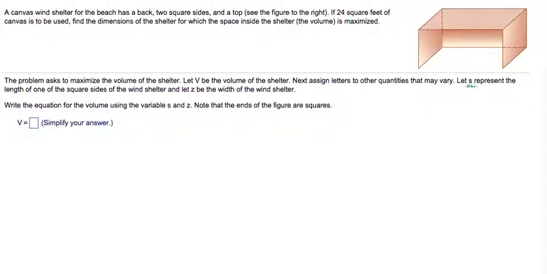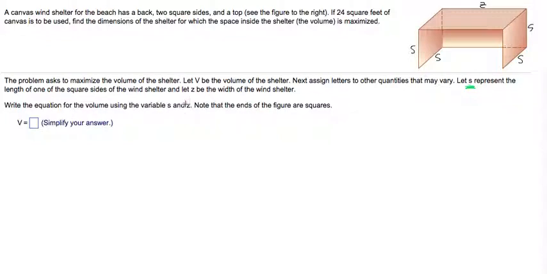So they're going to let S be the length of one of the square sides. It says it has a back, 2 square sides, and a top. So that must be this side. So this must be S, and since it's a square, that must be S, that must be S, that must be S. And Z is the width, so this length all the way across there is Z. Write an equation for the volume using the variables S and Z.